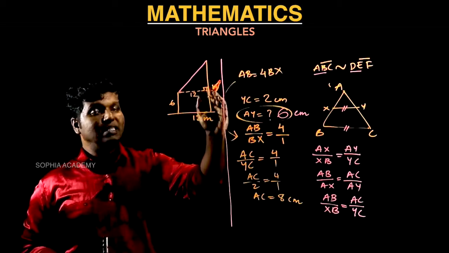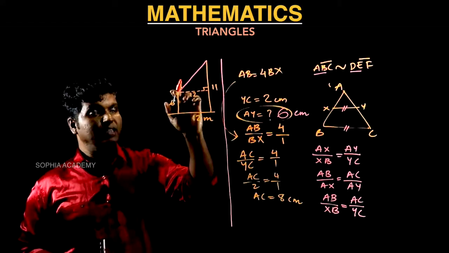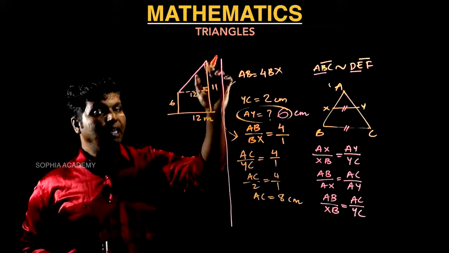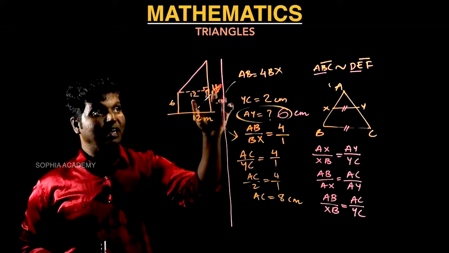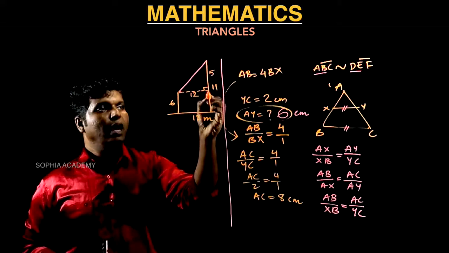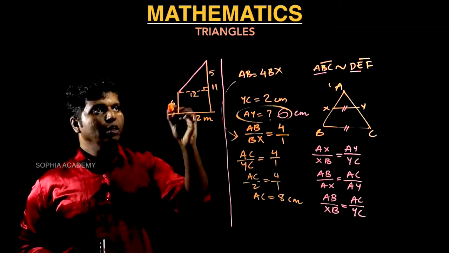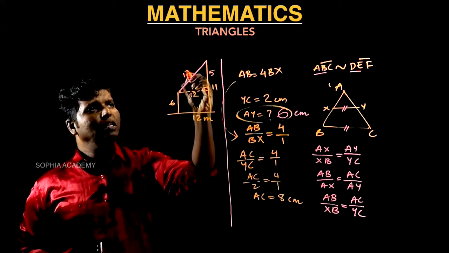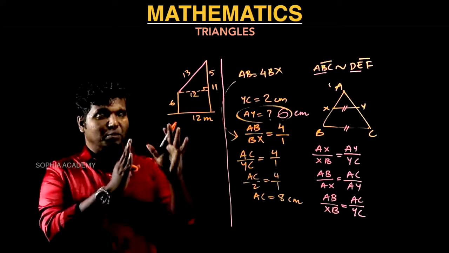Because the total distance is 11, and from here to here it is 6, then from here to here it will be 5, because 6 plus 5 is 11. So we can say this is 5. From here to here this is 5, and from this point to this point it is 12. So this is the thing which you have to find. So 12, 5, and what will be this one? Obviously, it is 13. If you're checking by Pythagoras theorem, you will get it.